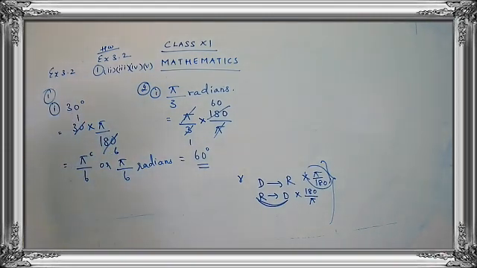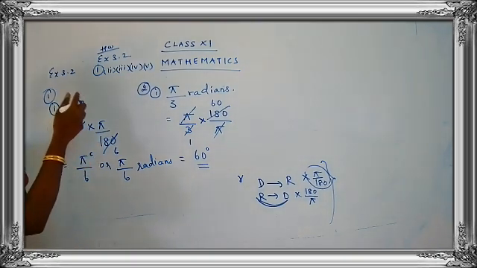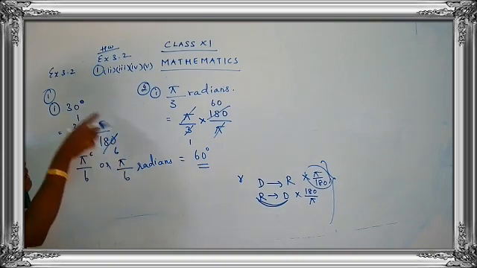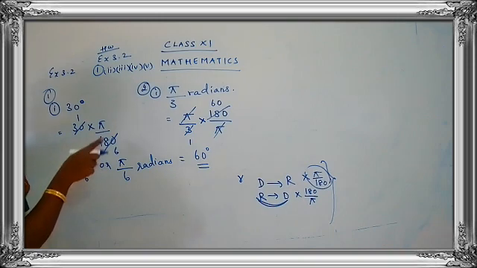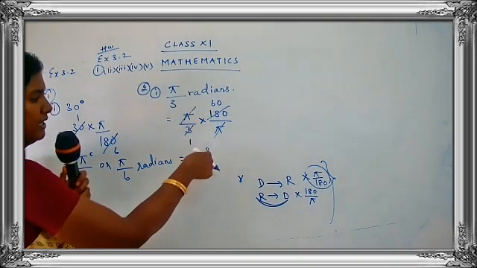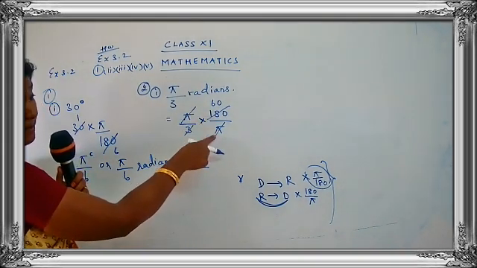60 degree. Are you clear, children? So we have found the first sum from question number 2. What we have done is we have seen 2 things. The first one is changing degree into radian. How are you going to change degree into radian? Multiply by pi by 180. And if you are going to change radian into degree, multiply by 180 by pi.